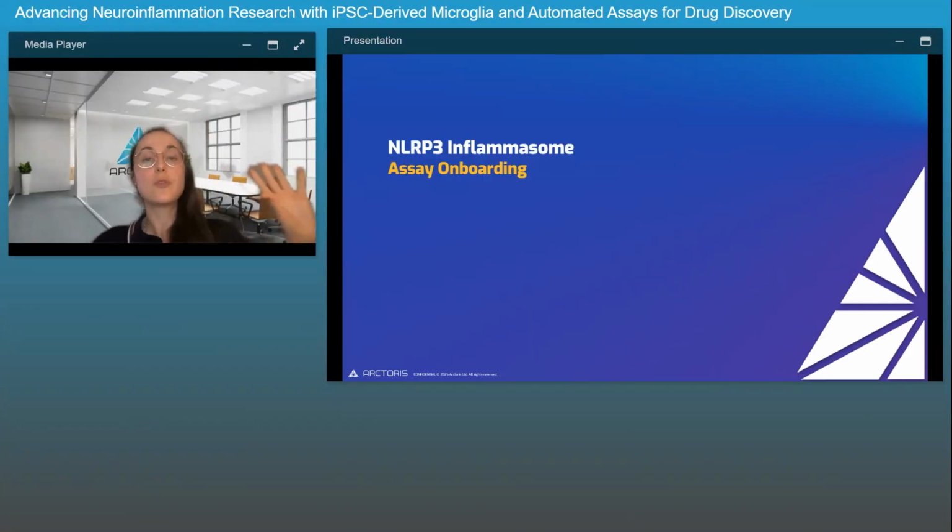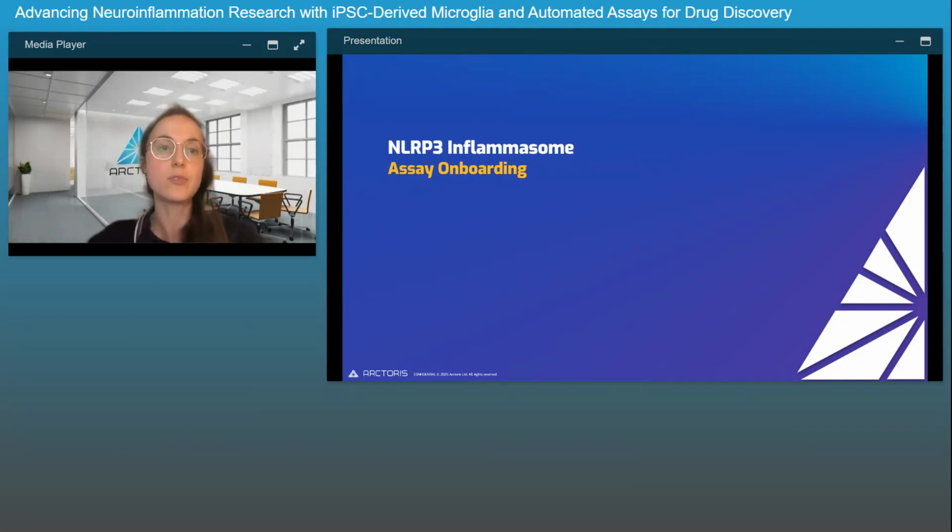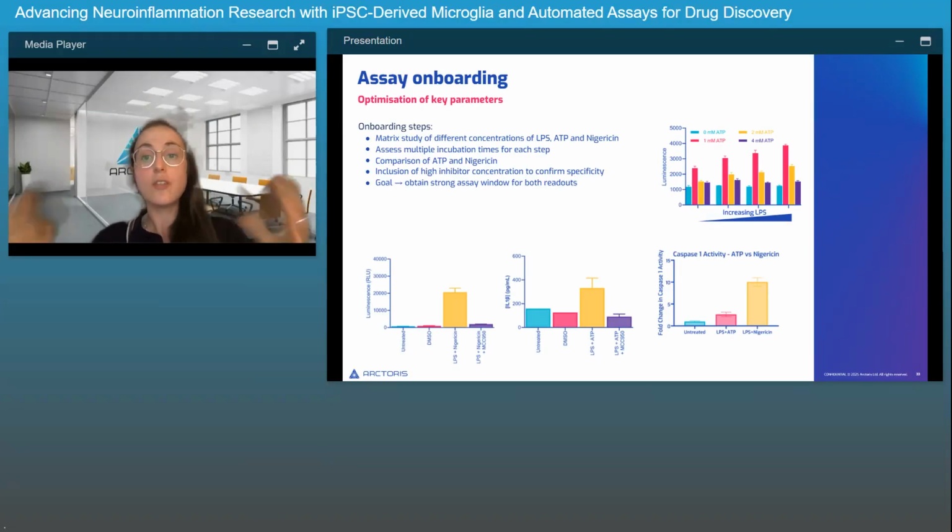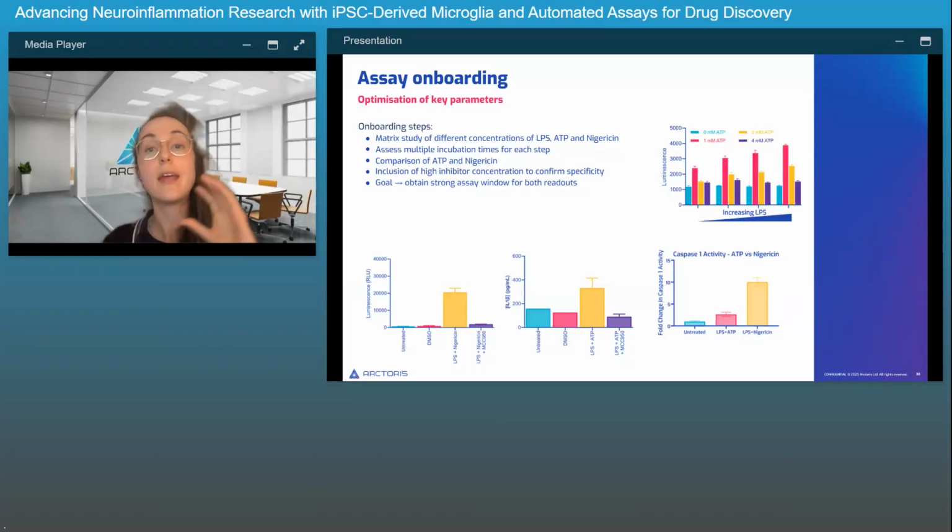So now I'm going to guide you briefly through the onboarding we did to develop this assay and optimize it, so that we could then increase the scale to bring it to high throughput, so that it will be ready for compound screening using automation. So the first thing we did is ask: what do we use to activate the inflammasome? So we said, okay, for the priming LPS, and then for the activation, either ATP or nigericin. We tested different concentrations. You can see here in the top right an example matrix assay.